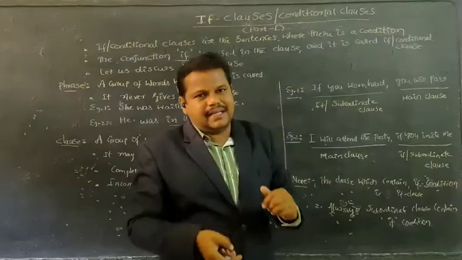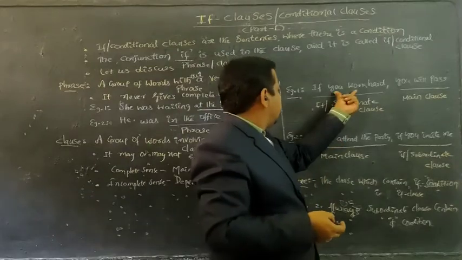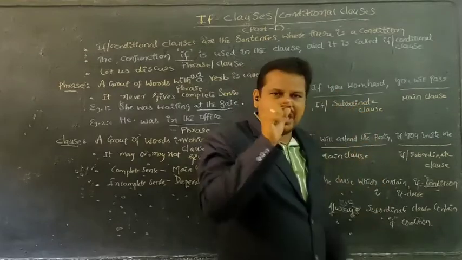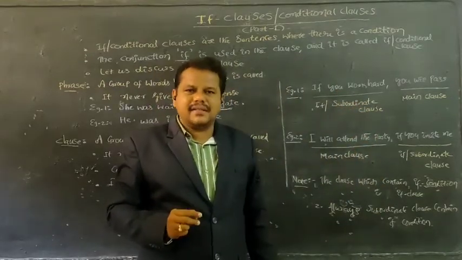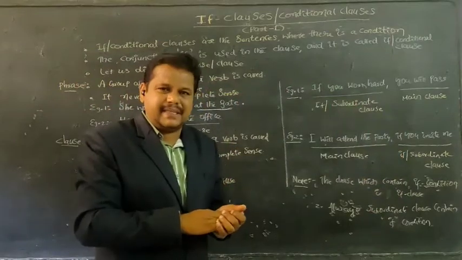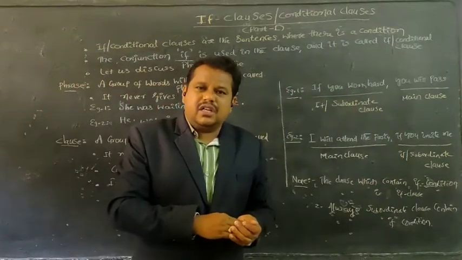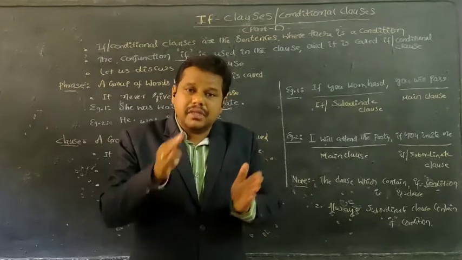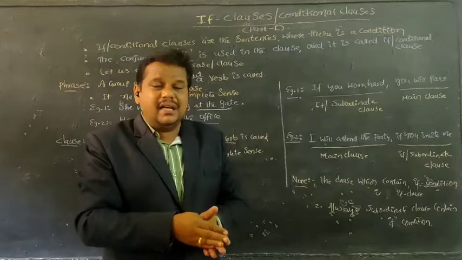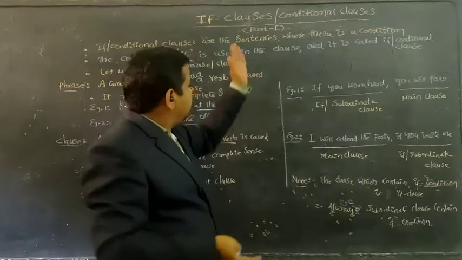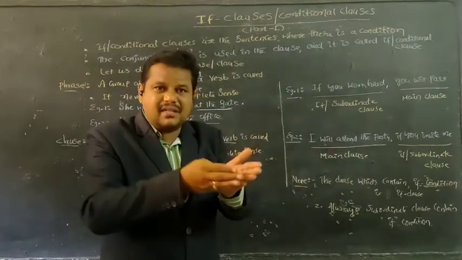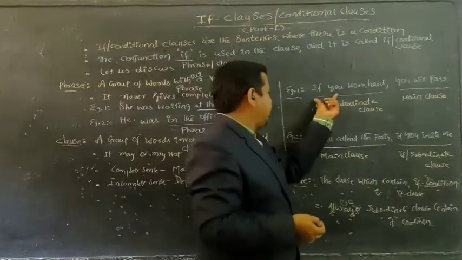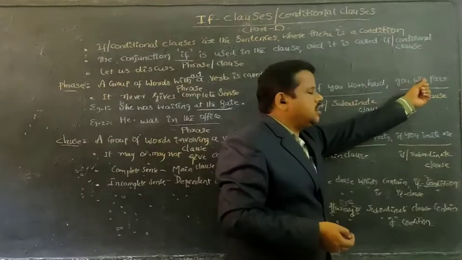Now there are two parts happening. In the first part, if is followed with a subordinate class. In the last classes concepts, I clearly explained the adverbial, adjective and noun classes. They depend on the subordinate class. Here, the same thing. The if classes will be added with the condition of if with a subordinate class only. How is it? If you work hard, you will pass.